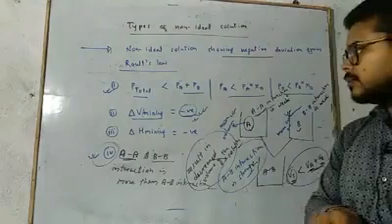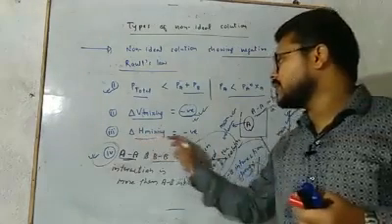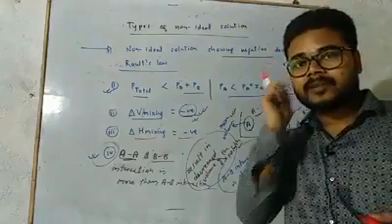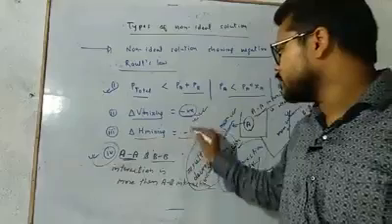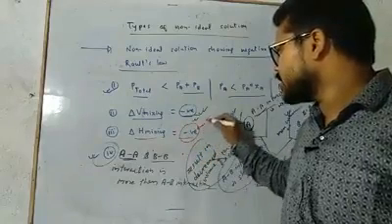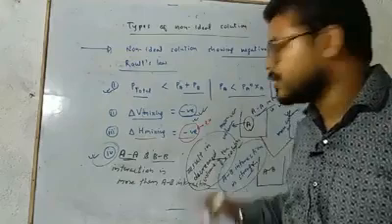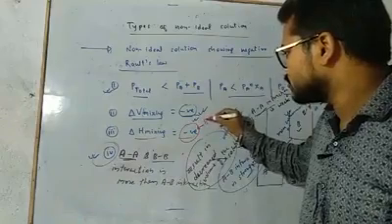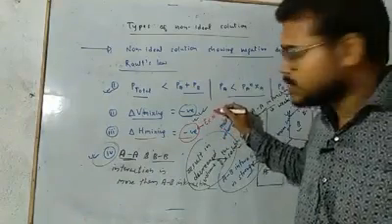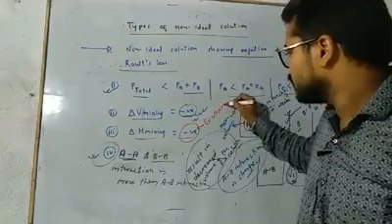Now come to this, delta S mixing is negative. What is the significance of this? Delta S mixing is negative means what? Negative means here it is an exothermic process. If it is negative, it means it is an exothermic process, you know it. So it is exothermic.